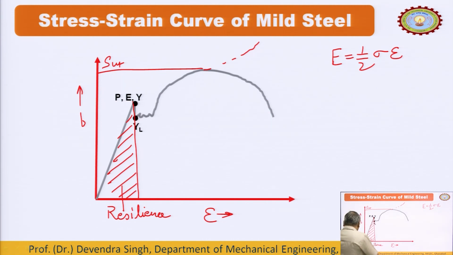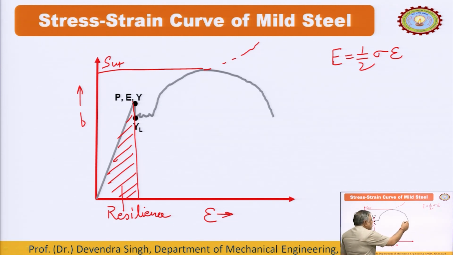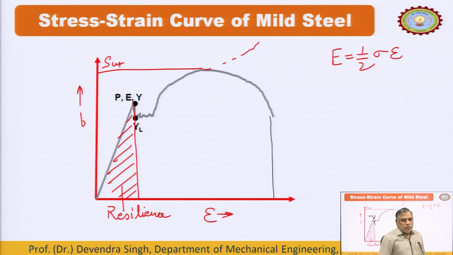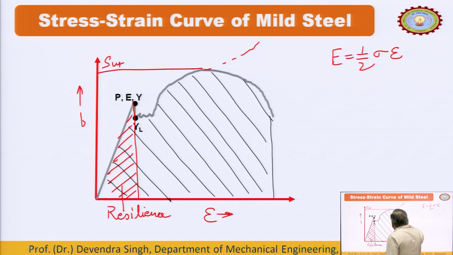Next property is toughness. Toughness is the energy stored by the material up to the fracture point. So, the complete area before fracture is called the toughness.